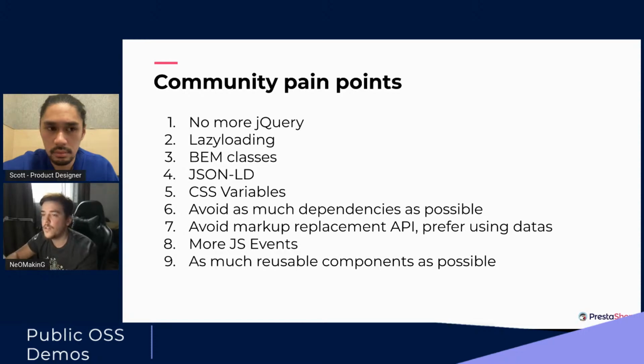We want to add as many JS events as possible, so every module developer or child theme team is able to read as many events as possible and modify the behavior of the theme if they want to. And we need to use as many reusable components as possible, because it's easier for theme developers to maintain the theme and maintain something strong in the future.